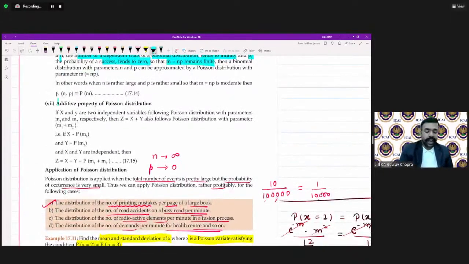And also there is one additive property here, which says that if X follows Poisson distribution with parameter M1, and Y follows Poisson distribution with parameter M2, then X plus Y will also follow Poisson distribution with parameter M1 plus M2. All right.